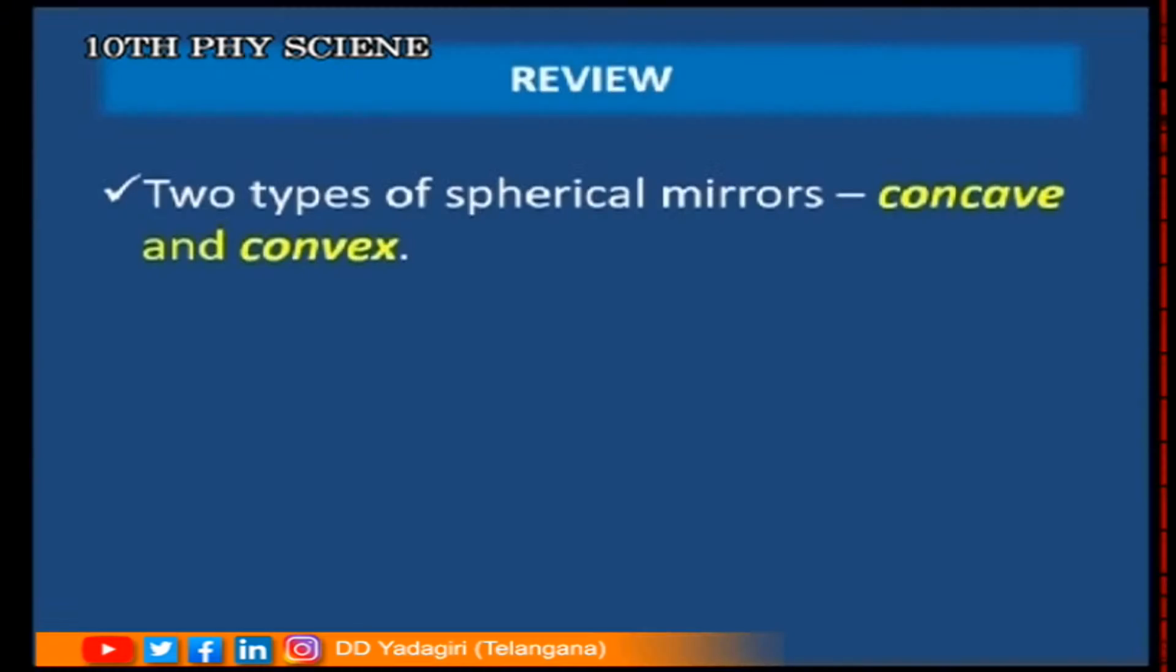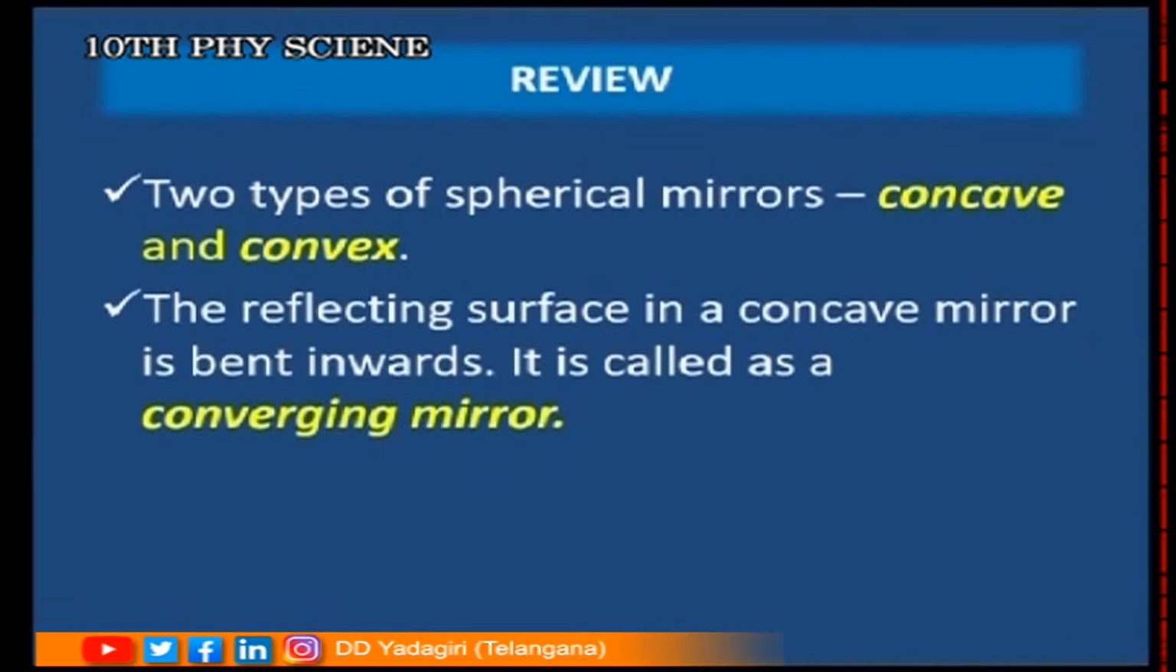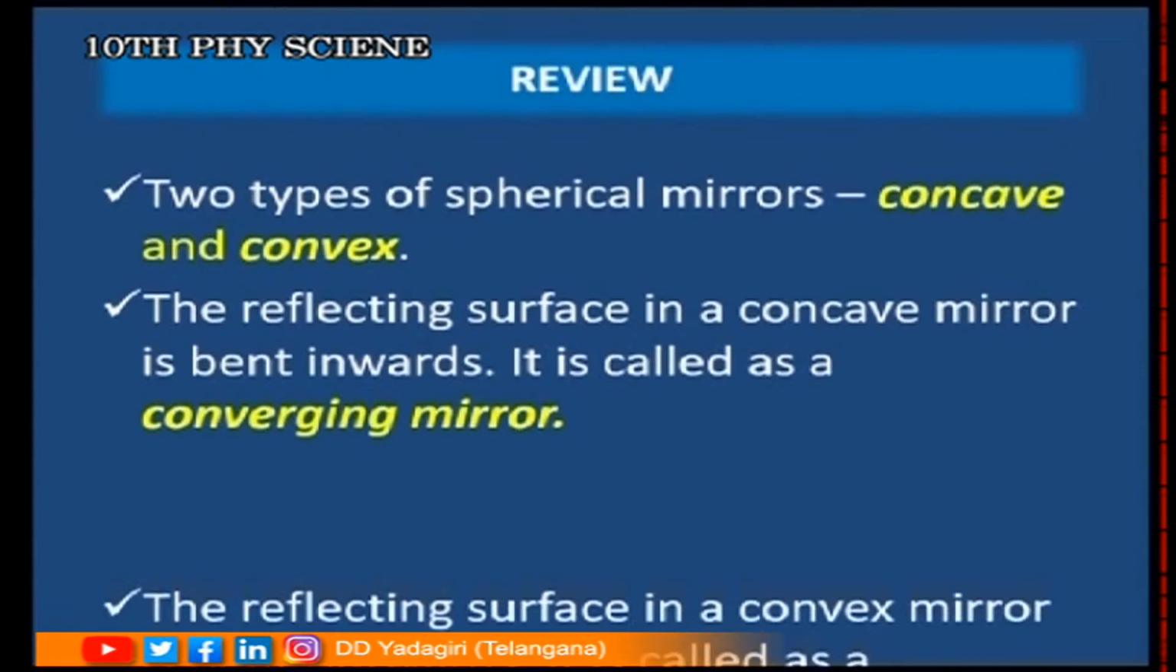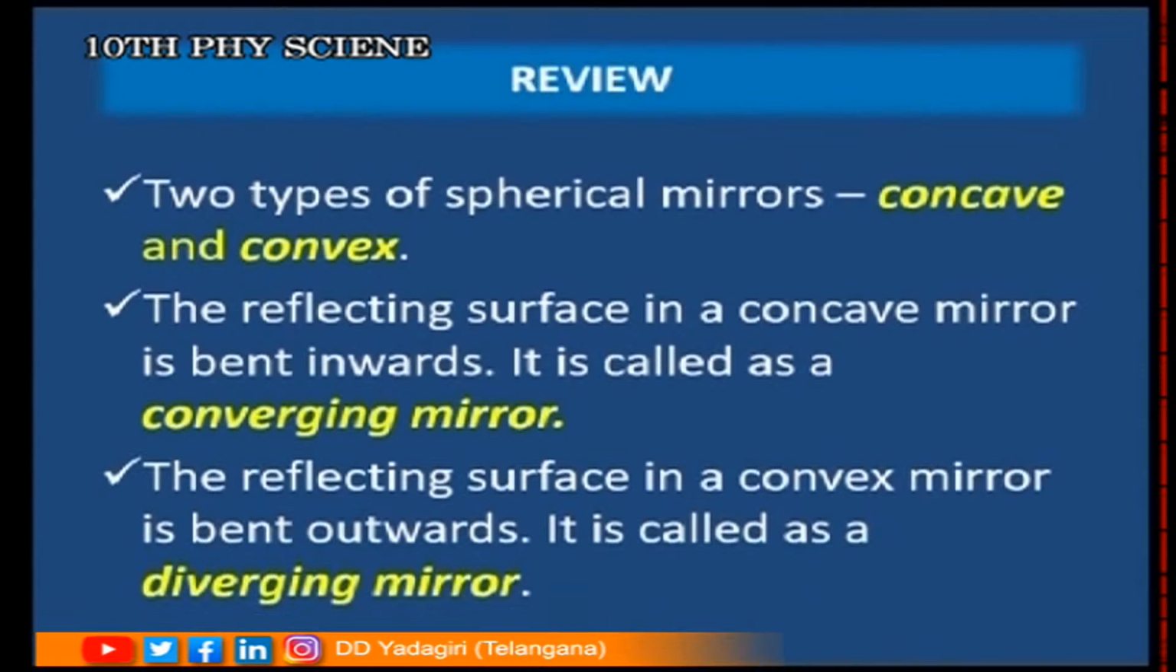So children, I hope you remember what we have learned in our previous topics. First let us have a review of what we have learnt. In our previous session we learnt about two types of spherical mirrors, the concave and the convex mirror. We have seen that the reflecting surface in a concave mirror is bent inwards and it is called a converging mirror. Then the reflecting surface in a convex mirror is bent outwards and it is called a diverging mirror.